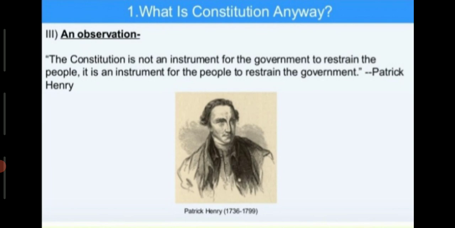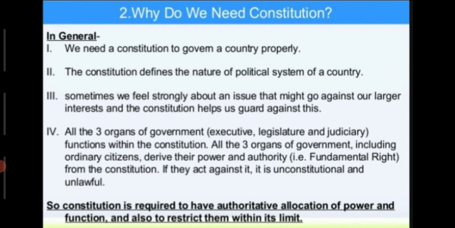An observation: the constitution is not an instrument for the government to restrain the people. It is an instrument for the people to restrain the government. Patrick Henry says these words. In general, we need a constitution to govern a country properly.